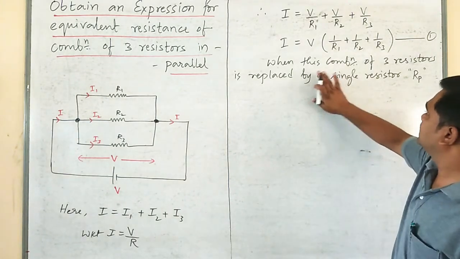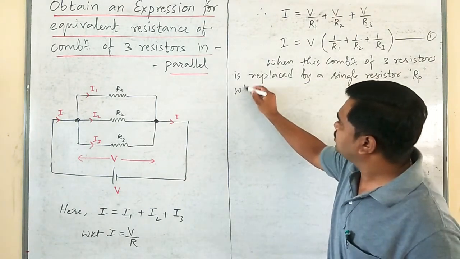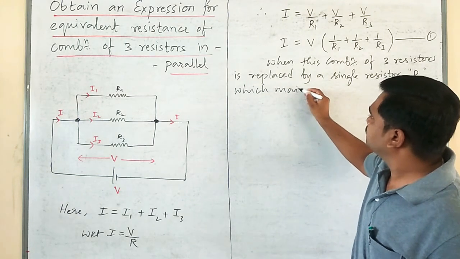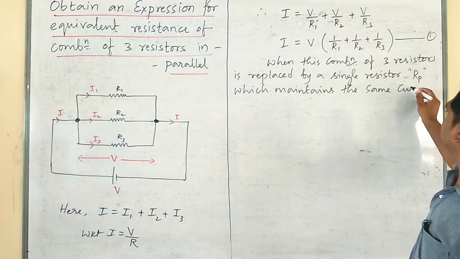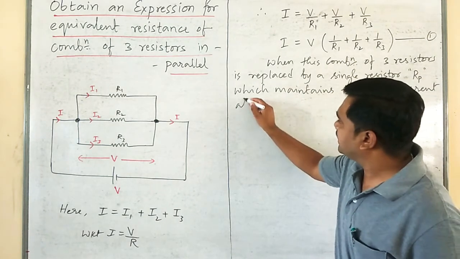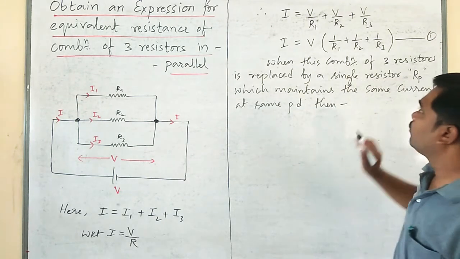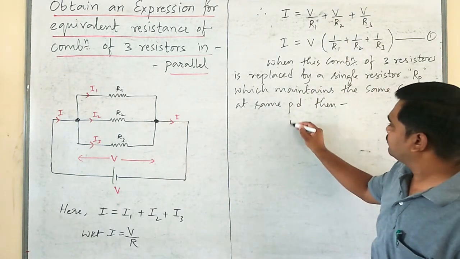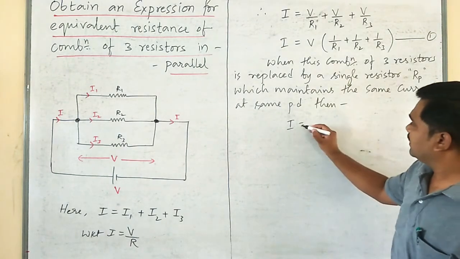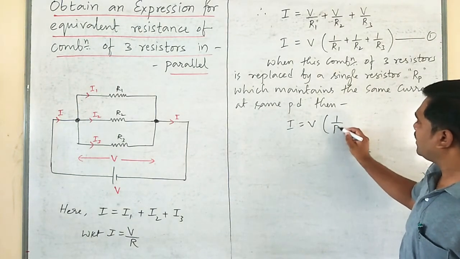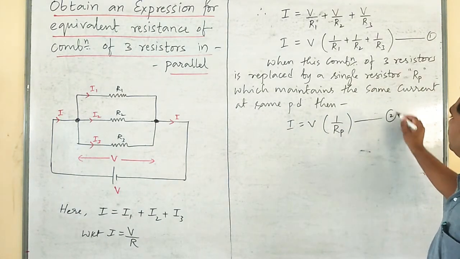Okay, so when this combination of three resistors is replaced by a single resistor RP, which maintains the same current at the same PD, then in place of this 1 by R1 plus 1 by R2 plus 1 by R3, we can write V into 1 by RP. Call it equation number 2.